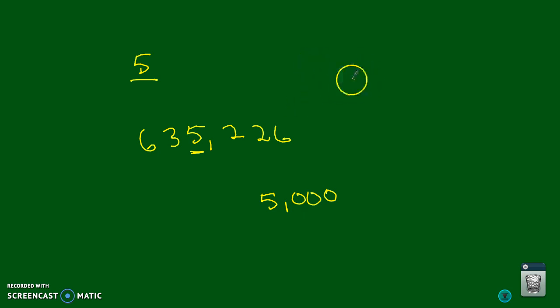So if we had 652, the value of this 5 would be 50.